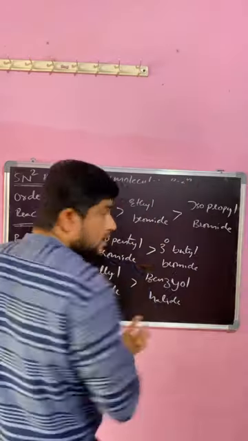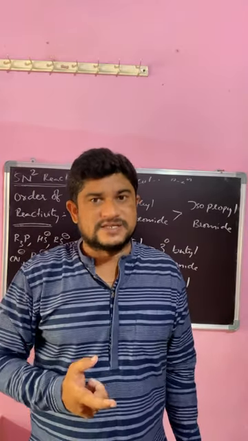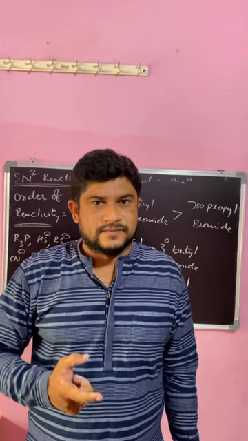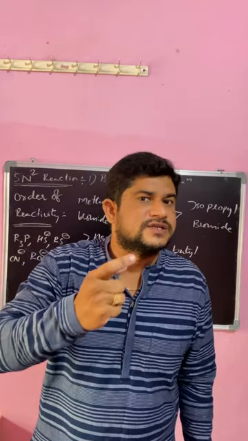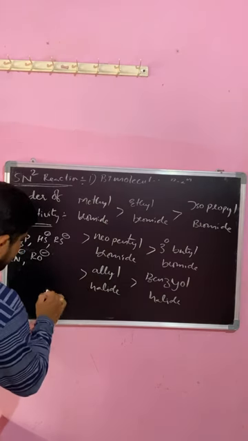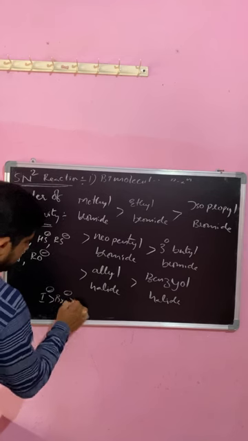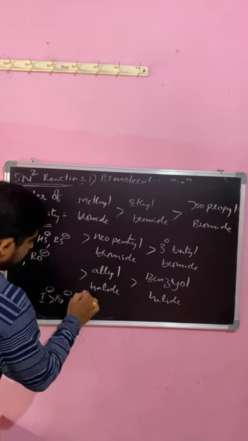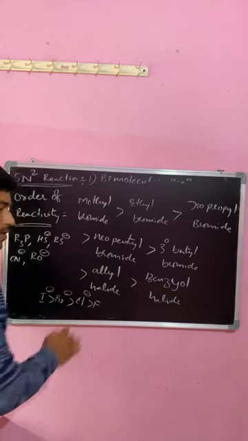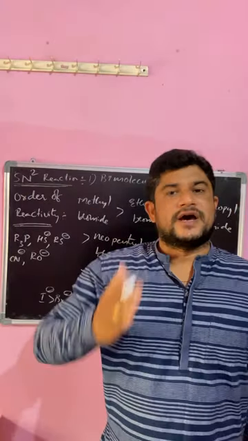Also, in the case of the leaving group, as the ability of the leaving group increases, the rate of the substitution reaction also increases. For leaving groups like I minus and Br minus, the order will be I minus greater than Br minus greater than Cl minus greater than F minus. So the better the leaving group, the faster the reaction.